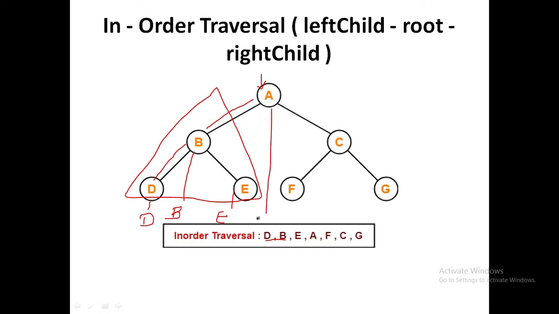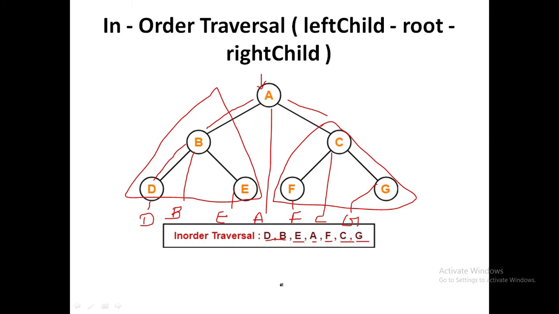After that we have to write the root element. Then we move on to the right side. C has a left element, and while moving right, it is another subtree. So we have to visit the subtree in order: left, root and then right. Here the left element of C is F, so we write F first. After that the root element C, after that the right element G. So this is the order that has been written here.